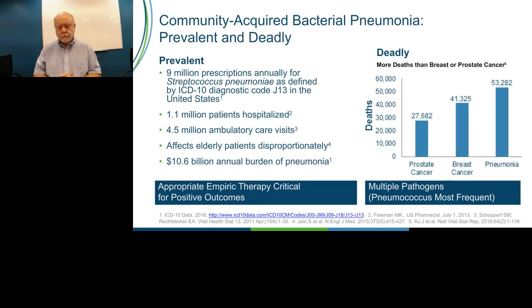So, for example, it is quite prevalent. And by that, annually in the United States, 9 million prescriptions are dispensed for what would be coded as ICD-10 pneumonia. Over 1 million patients annually are hospitalized. There are almost 5 million visits to the primary care doctor, or their equivalent. And as I mentioned at the start of my presentation, the older patients are affected disproportionately. It was Osler that described pneumonia as the old man's friend, which basically meant the older person who is debilitated and is looking for a way out, pneumonia was often a way out.